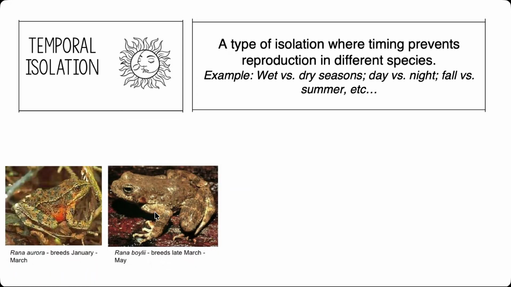Here we have 2 frogs. This one breeds in late March to May. This one breeds January to March. So even though they are related to one another, they're both frogs, they're unable to reproduce with one another because of just their breeding seasons. Like their internal clock doesn't allow them to lay their eggs and fertilize with sperm. They just can't do that.